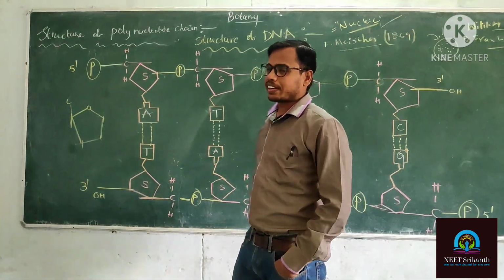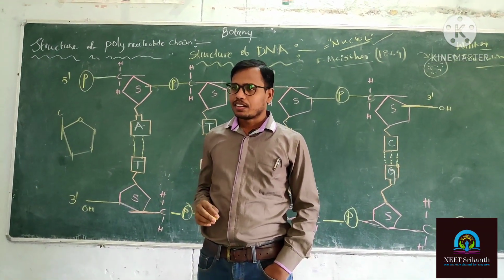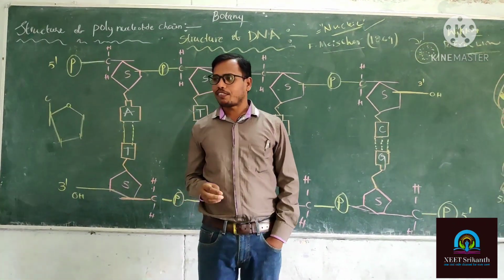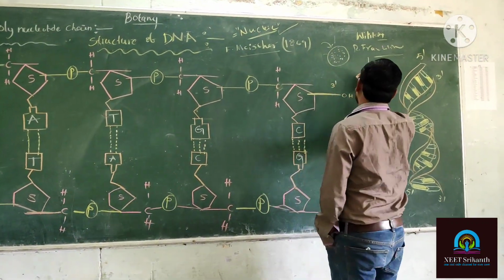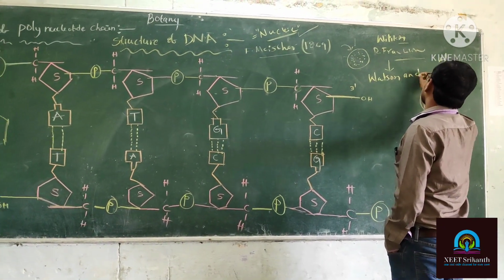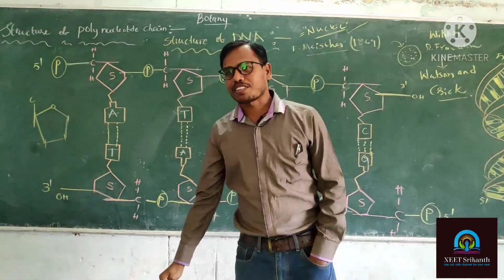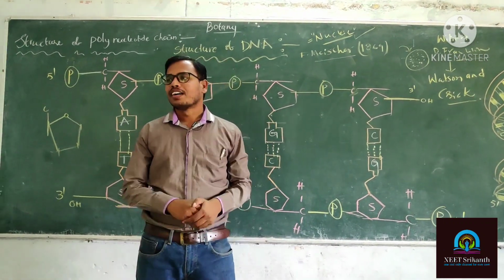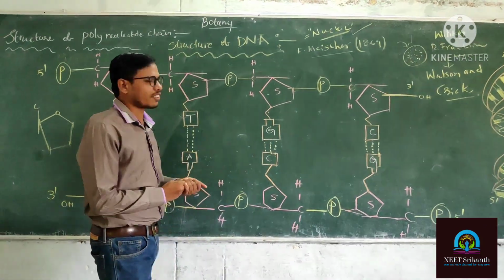Wilkins and Rosalind Franklin did research on the genetic material DNA. The research method is X-ray diffraction. After Rosalind Franklin and Wilkins, the next scientists are Watson and Crick. Already we know the names. Watson and Crick demonstrated the double helix structure of the DNA. Who proposed the double helix structure of the DNA?